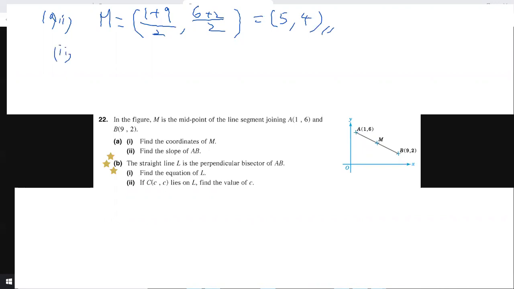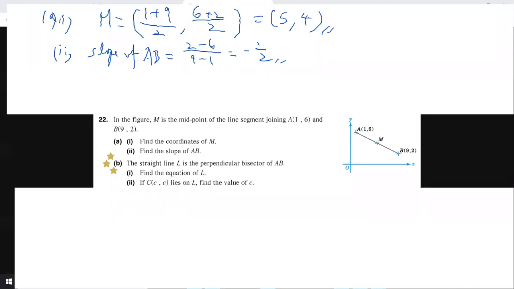And then A2, so find the slope of AB. We have the coordinates of 2 points, so we can find the slope of AB by using just the slope formula. Okay, so that should be y2 minus y1 over x2 minus x1. Okay, so I think it should be equal to -1 over 2. Just like this. Okay, and then part B.